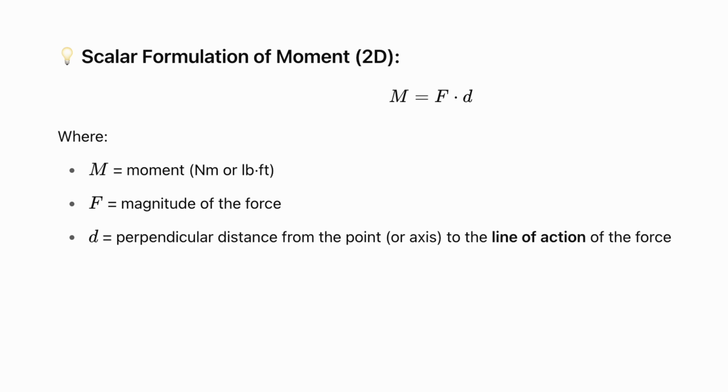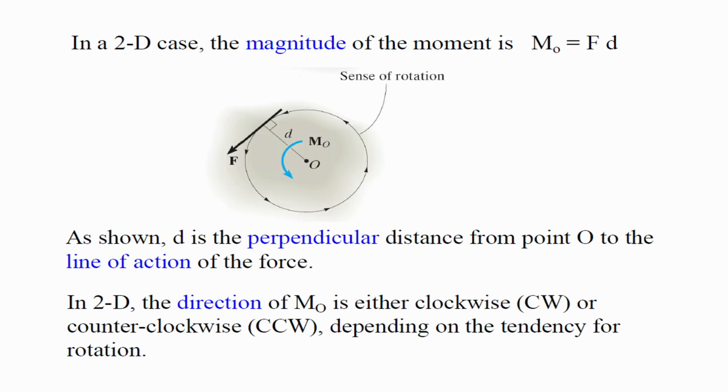M is a moment, and since we have a force which is usually in units of Newton, pounds, etc., and we have a distance which is meter, centimeter, decimeter, inch, foot, etc., the moment units will be Newton meter or pound feet or kilonewton meter, etc. So d is the perpendicular distance from the point or axis to the line of action of the force.